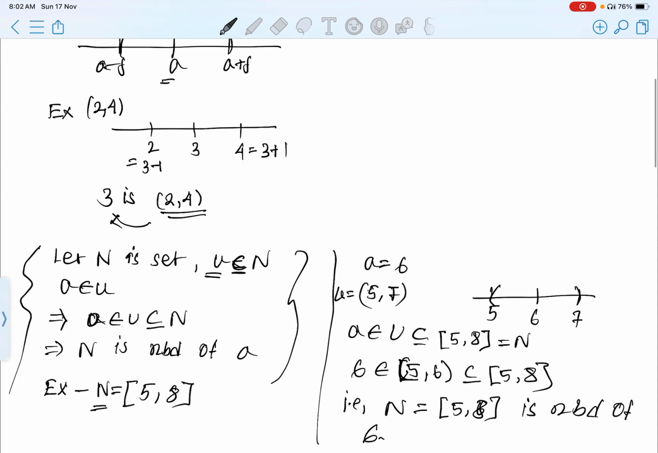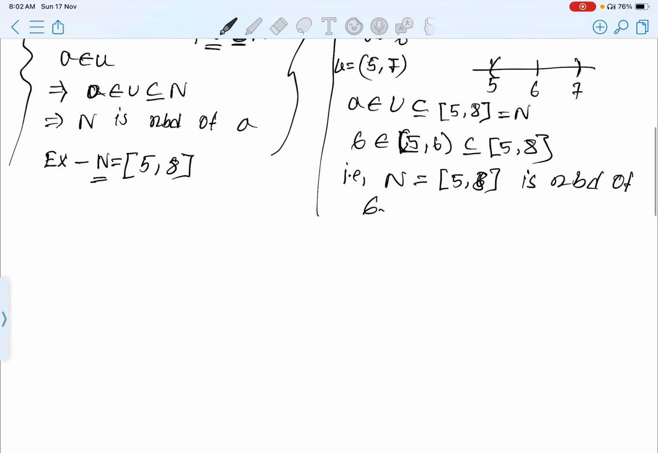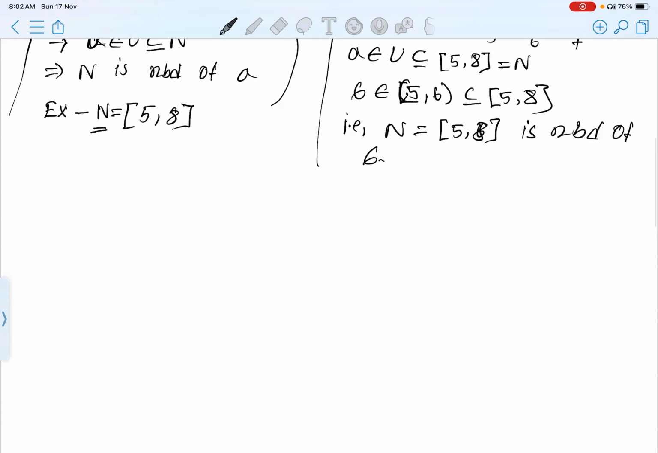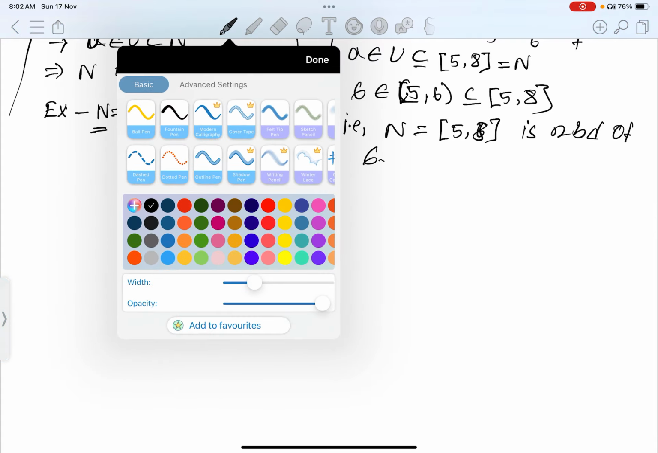Okay, now the next definition, which is the deleted neighborhood of a point. What is the meaning of the deleted neighborhood of a point?